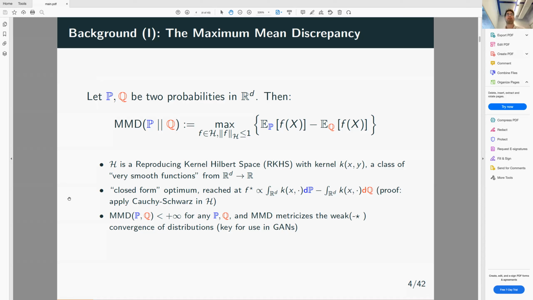Okay, great. So now hopefully the definition of the maximum mean discrepancy is clearer. As I said, it's a probability divergence computed by trying to find the maximum difference in mean between two probabilities P and Q. The maximum difference in mean is searched over functions in a reproducing kernel Hilbert space that have norm at most 1. In an RKHS, the norm controls the smoothness of the function, so typically a function with small norm is a very smooth function.